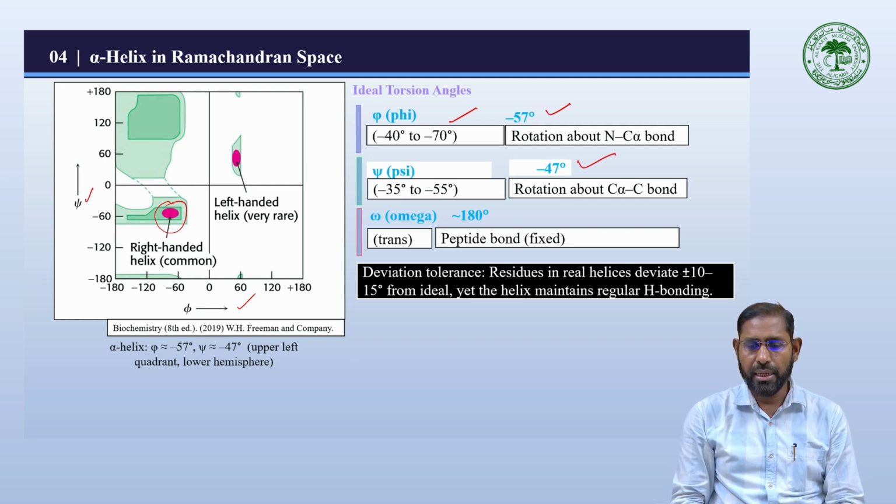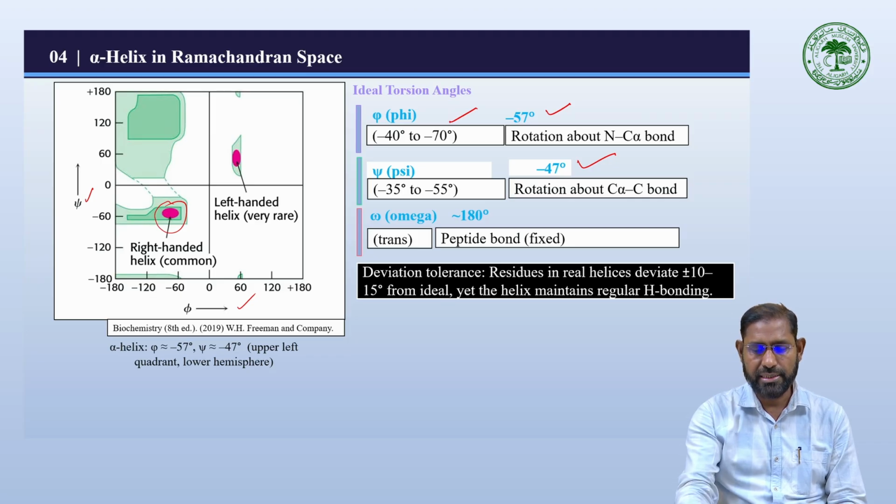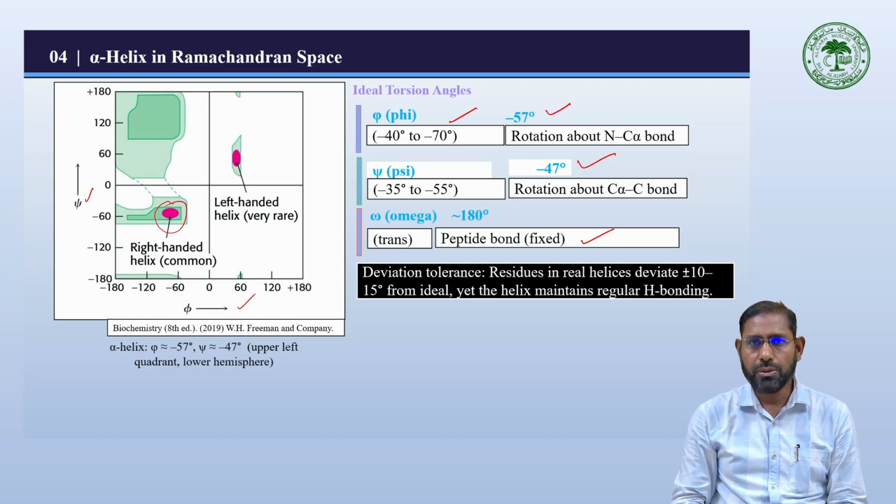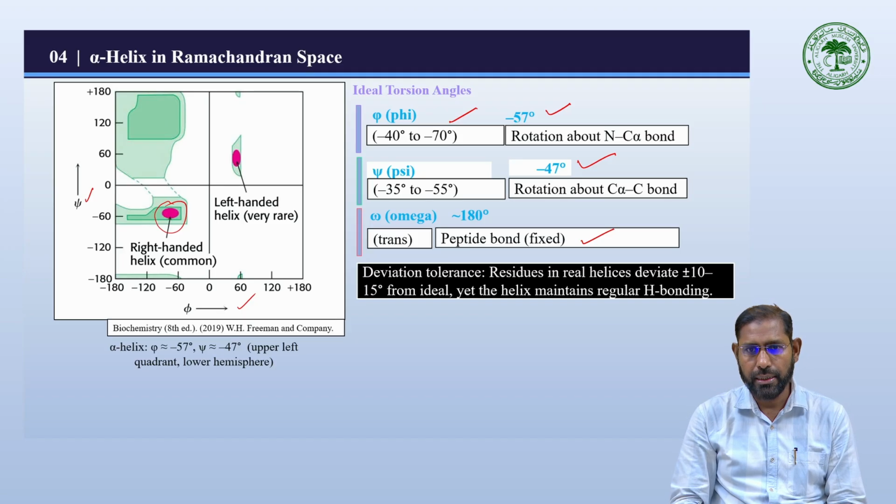And omega should be 180 degrees, because it is trans in nature, and the peptide bond is fixed. There can also be a deviation of 10 to 15 degrees from the ideal, and it still maintains the hydrogen bonding. There is no issue, and it is very regular hydrogen bonding. There is no issue with 10 to 15 degrees of deviation from the helix.